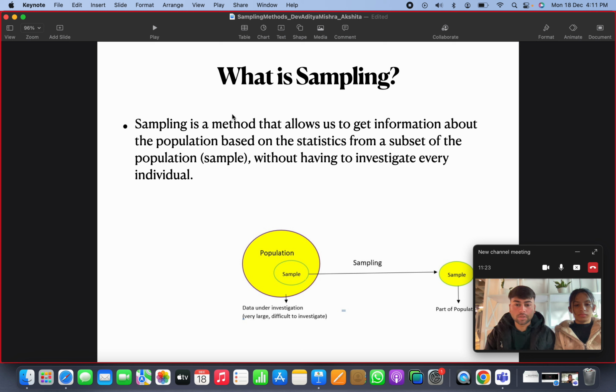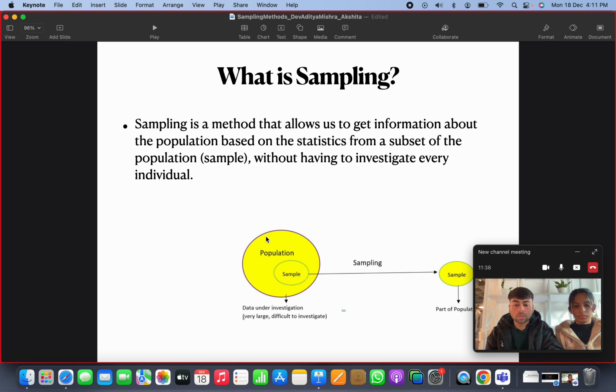So first let's understand what is sampling. Sampling is a method that allows us to get information about the population based on statistics without having to investigate every individual. Let's understand sampling with the help of this example.